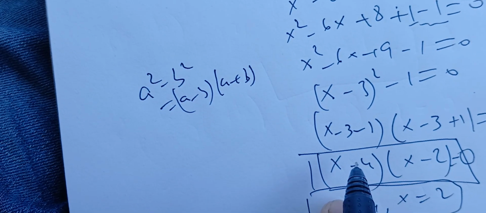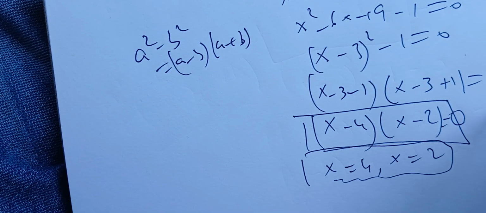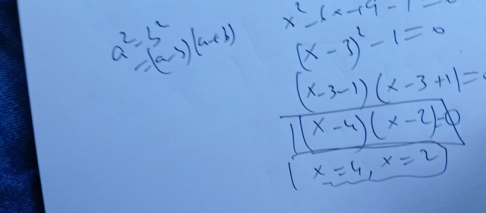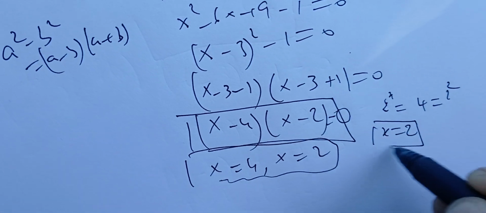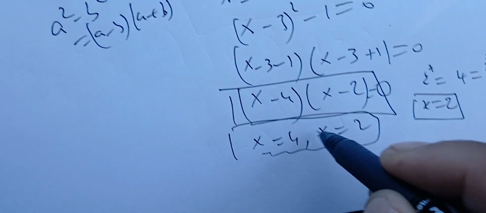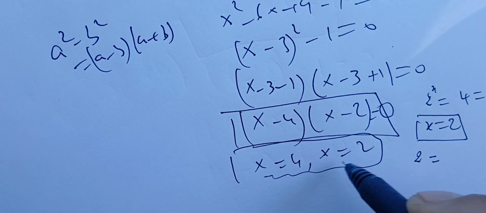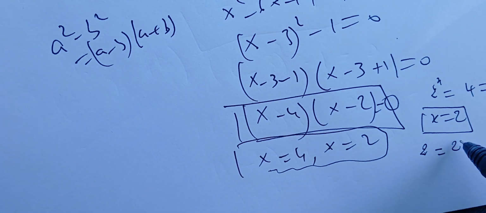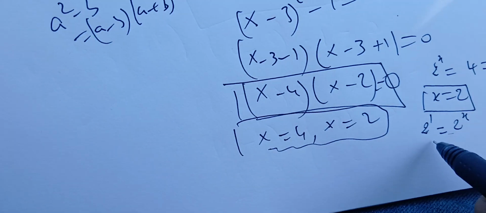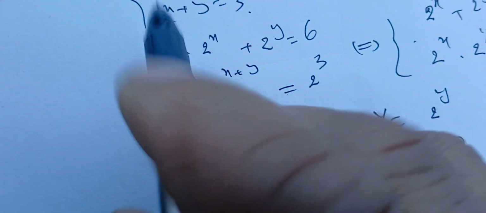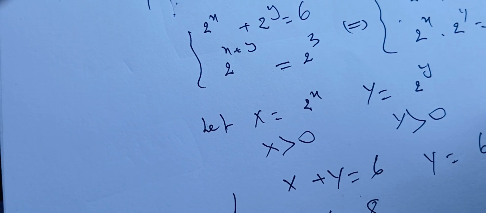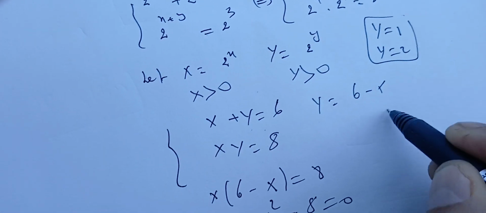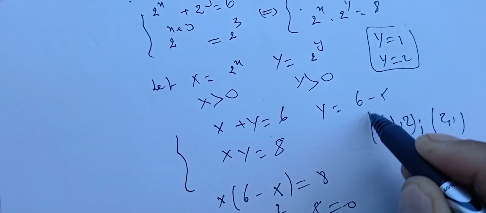Now, our big X. If big X is 4, that means 2 to the power small x is 4, which is 2 to the power 2, so small x is 2. If big X is 2, that means 2 is equal to 2 to the power x, so small x is 1. Now we go back here and we know that when x is 2, y is 1, and when x is 1, y is 2. So we have found the same solutions: (1, 2) or (2, 1).